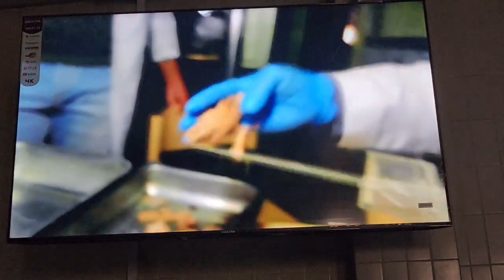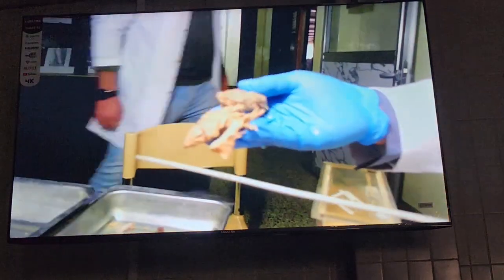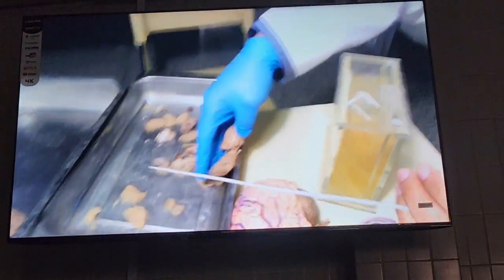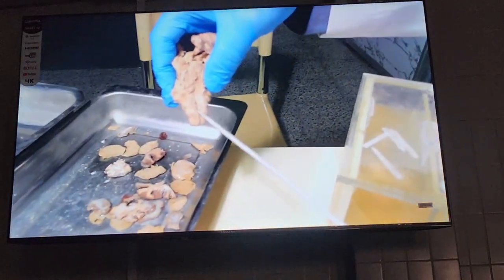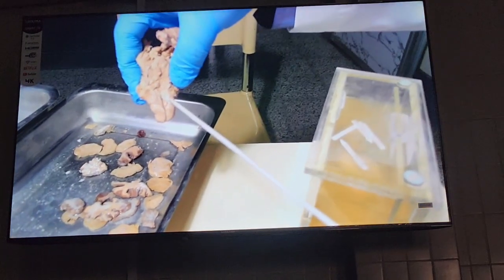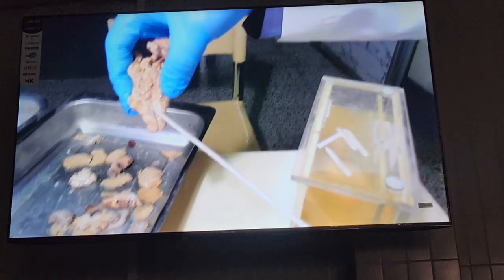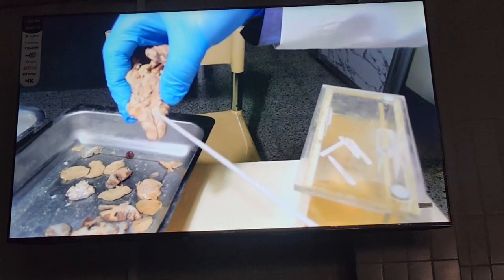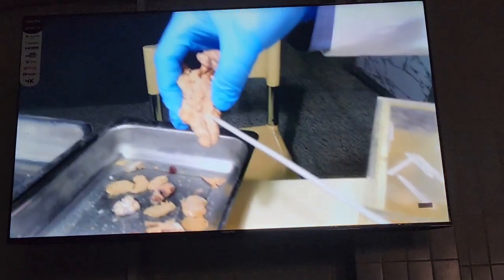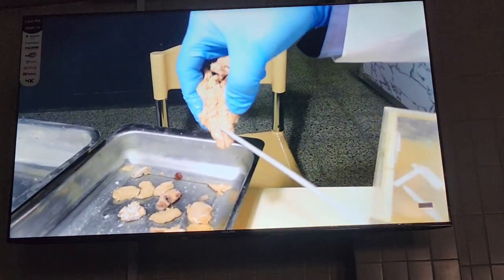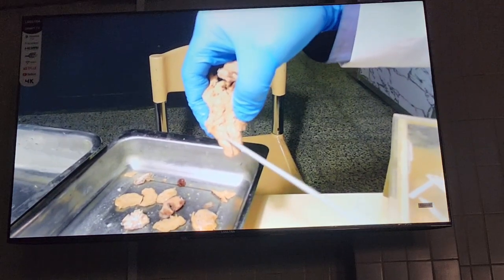The rhomboid fossa contains a midline sulcus, the anterior median sulcus, and on both sides of this median sulcus there is an elevated structure called the medial eminence. Lateral to the medial eminence there is a sulcus called the sulcus limitans.